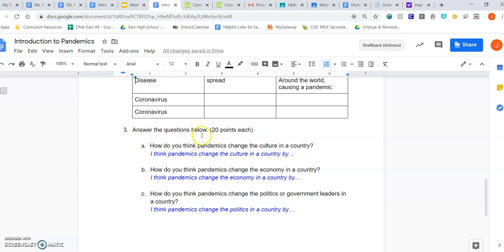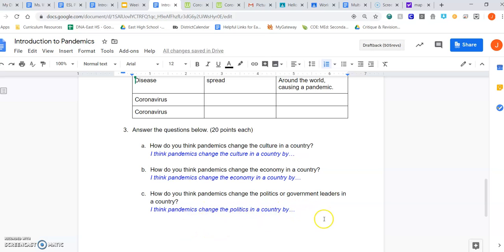Answer the questions below. How do you think pandemics change the culture in a country? I think pandemics change the culture in a country by blank. How do you think pandemics change the economy? Remember, economy means it has to do with money in a country. I think pandemics change the economy in a country by, tell me what you think will happen. How do you think pandemics change the politics or government leaders in a country? I think pandemics change the politics in a country by blank.